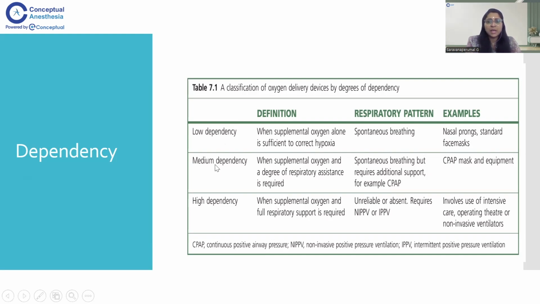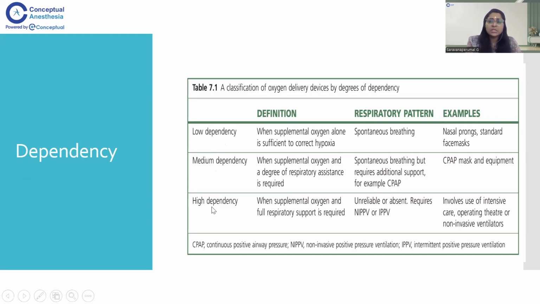Suppose your patient is having community acquired pneumonia and is in respiratory distress, and at that point of time you need a minimal amount of CPAP to supplement and to overcome the respiratory system's resistance. In that case, you need a CPAP as an additional support. So when you need a high flow nasal oxygen cannula, which can actually provide you a continuous positive end expiratory pressure, at that point of time, the patient will have a medium dependency.